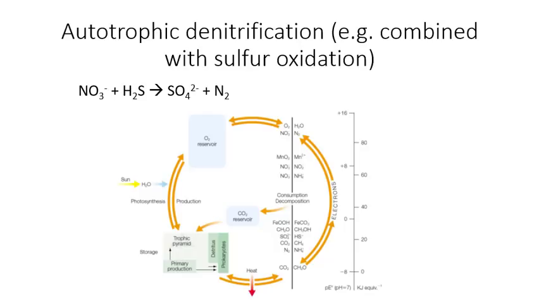However, denitrification can also be coupled with the oxidation of other compounds as well. For example, the oxidation of hydrogen sulfide. This is an example of autotrophic denitrification.